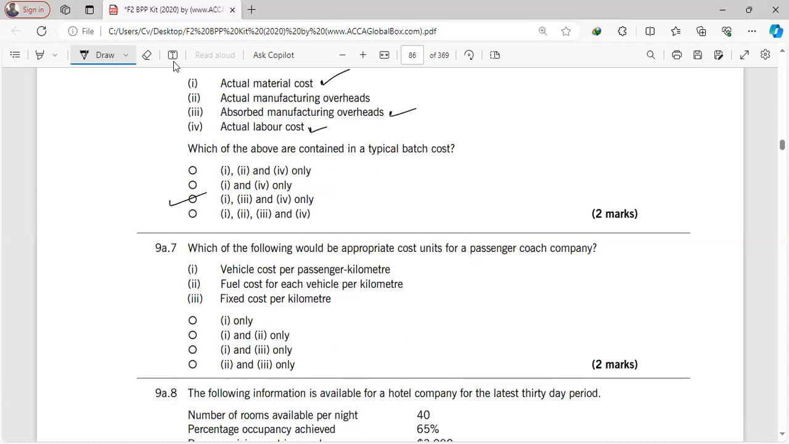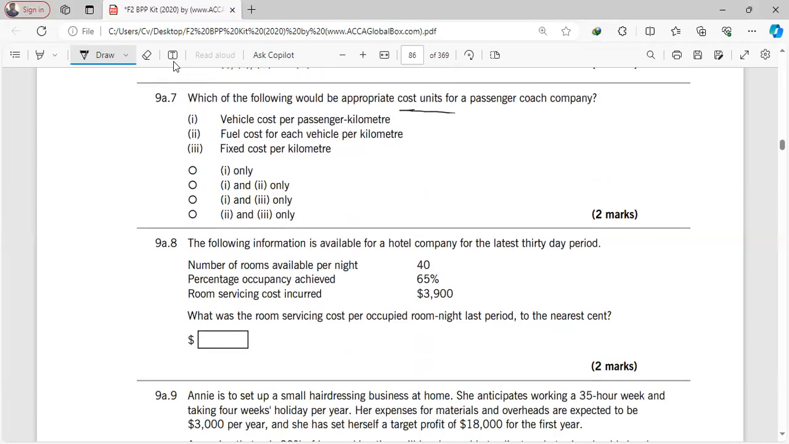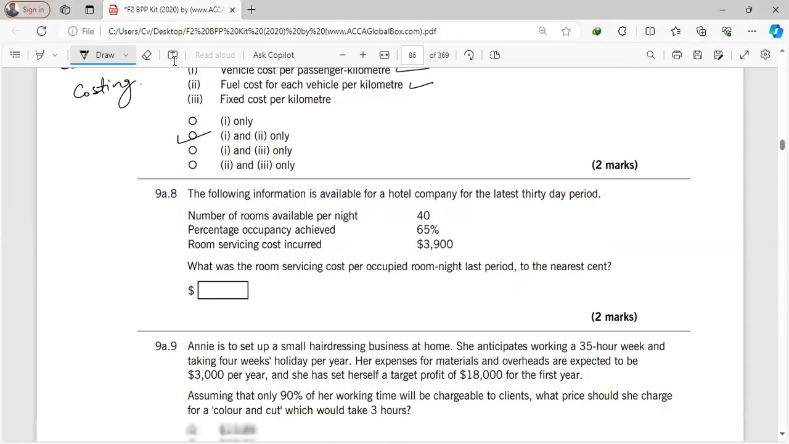Next one is which of the following would be an appropriate cost unit for a passenger coach company? This question relates to service costing. So which one is appropriate for the passenger company? Vehicle cost per passenger per kilometer is the appropriate one. Fuel cost for each vehicle per kilometer is also a relevant one. Fixed cost per kilometer is not the relevant one, because when you are calculating vehicle cost per passenger per kilometer, or fuel cost for each vehicle per kilometer, both have already included fixed cost, so there will be no separate inclusion of fixed cost. 1 and 2 are the right answers.